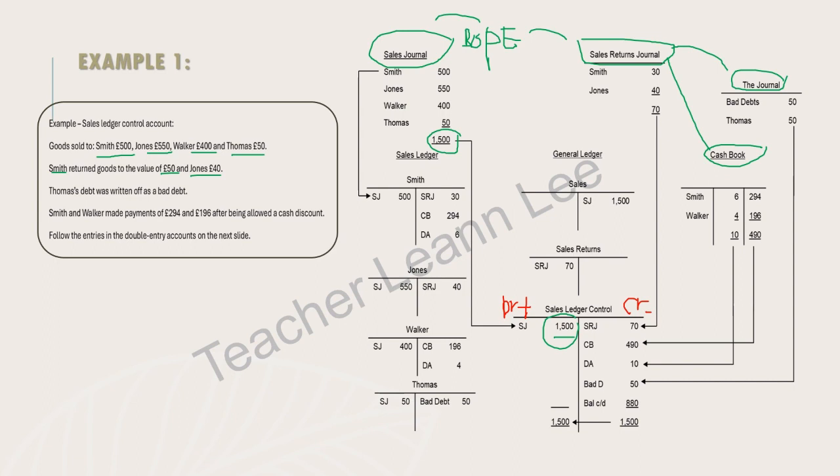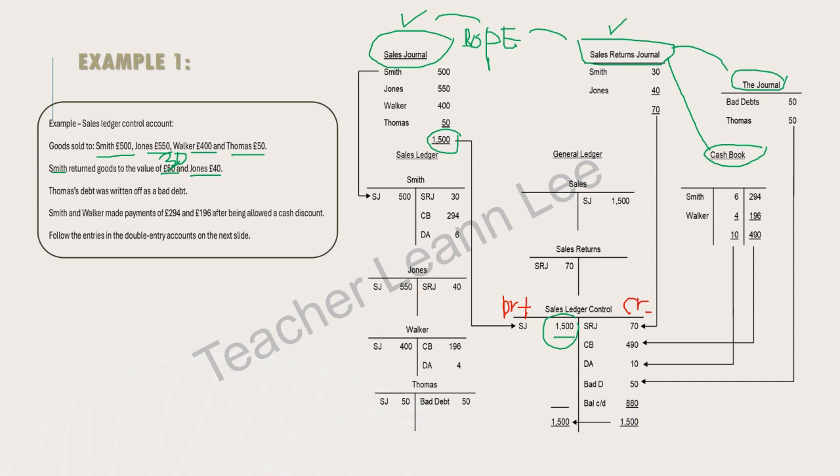I am just focusing on my sales ledger control account. So here 70 will go to here. I need to change this to 30, it's a typo error. Okay, and then 70. Now next, this one is done.